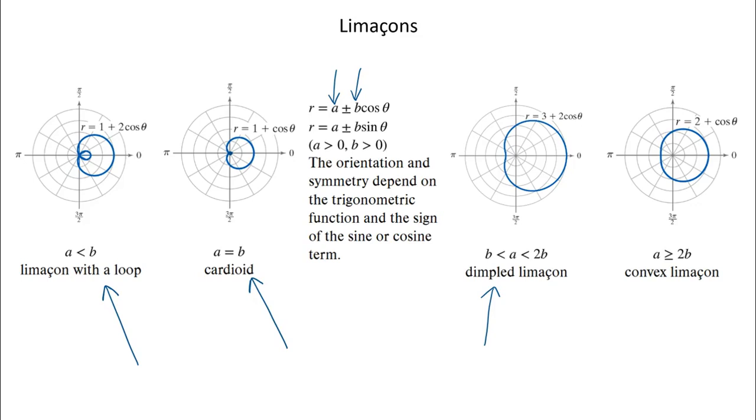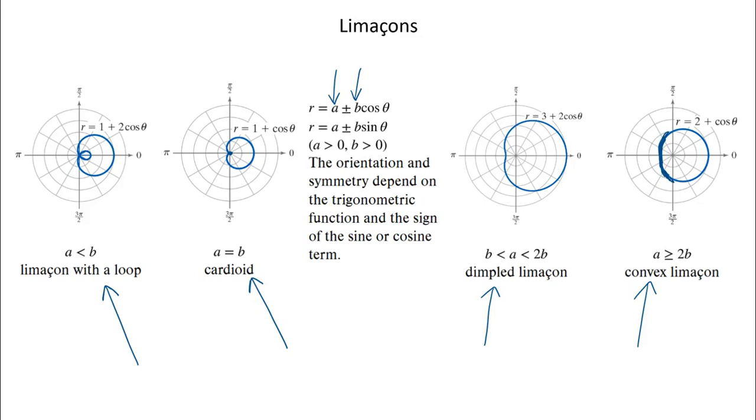That's when we run into dimpled Limacon situations. And then the last situation we'll have is a convex Limacon. Now notice with the convex Limacon, there's no longer even an indentation on the back side. It's just kind of flattened out on the back side here. There's no indentation or dimple whatsoever. It's just kind of flatter on that side than it is on the other side.